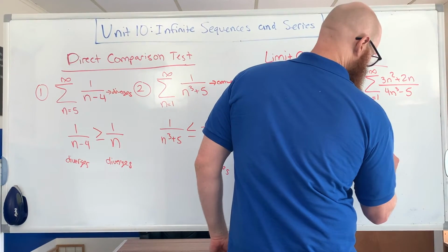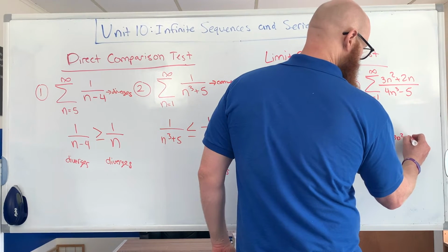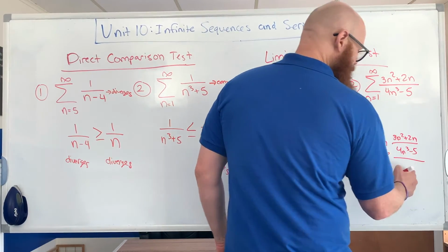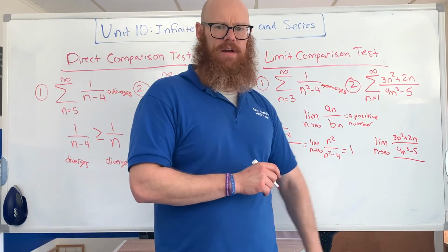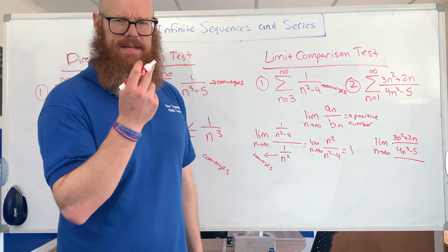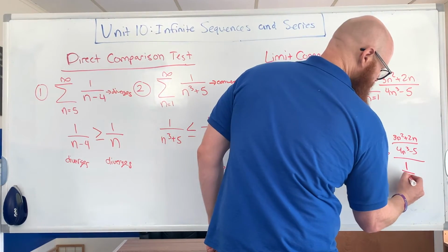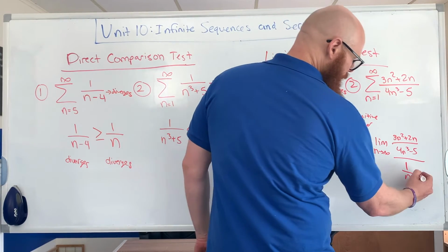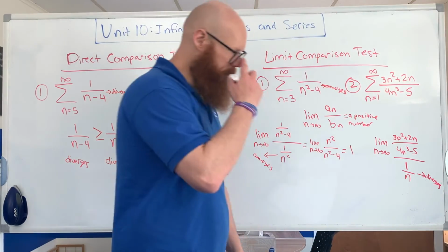I'm going to do the limit as n goes to infinity of 3n squared plus 2n over 4n cubed minus 5. Now I have to choose my b sub n. I choose my b sub n based on the difference of degrees. They have a difference of degree of 1, so I'm going to choose a p series of 1, which is 1 over n to the first, which is just a harmonic series, 1 over n. And I'm going to note that 1 over n diverges. We talked about that earlier.